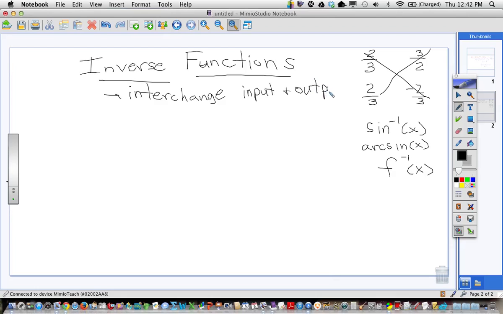Now we're going to look at some examples. I'm going to throw a lot of stuff at you here and hopefully tie a lot of it together. You interchange the input and the output. That is true. Okay, how about graphically? It's a flip in the line y equals x. More specifically, a reflection.